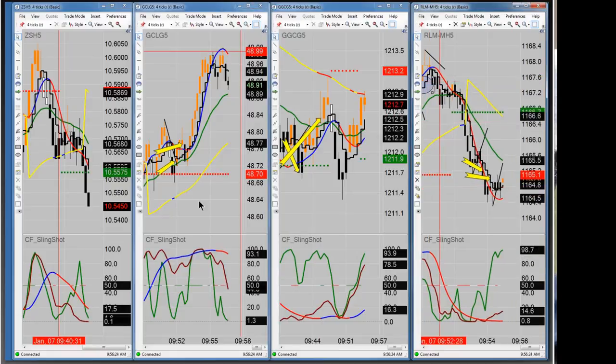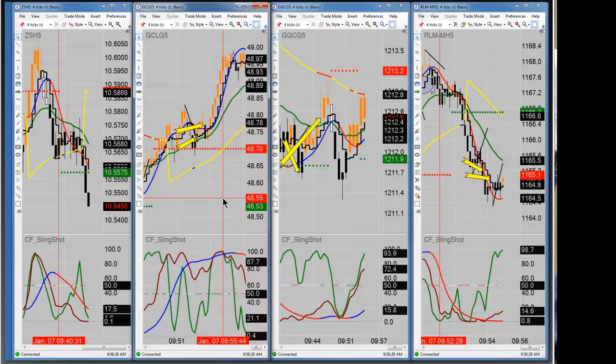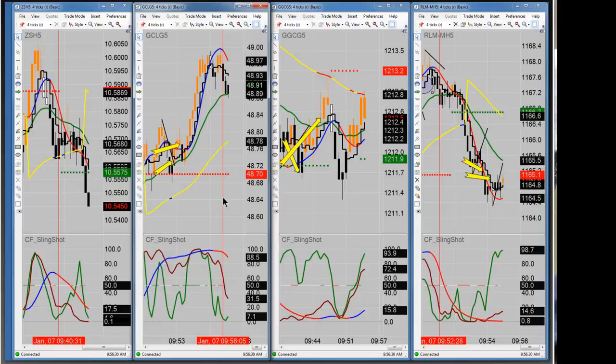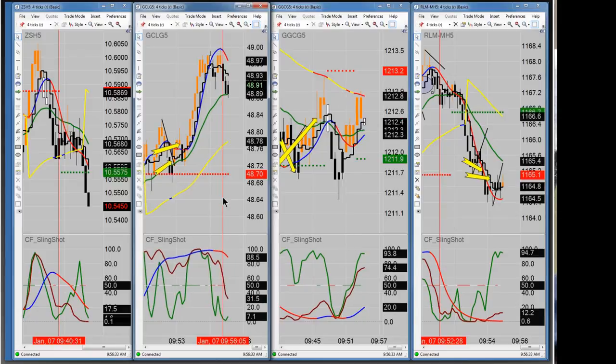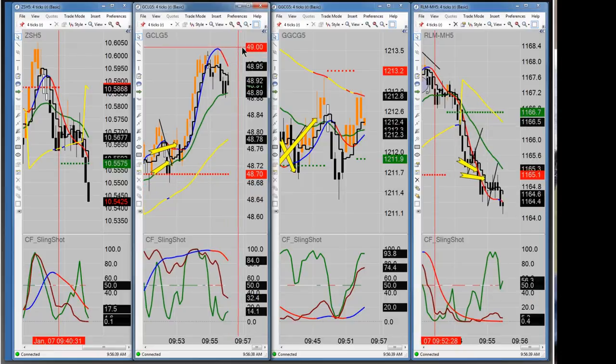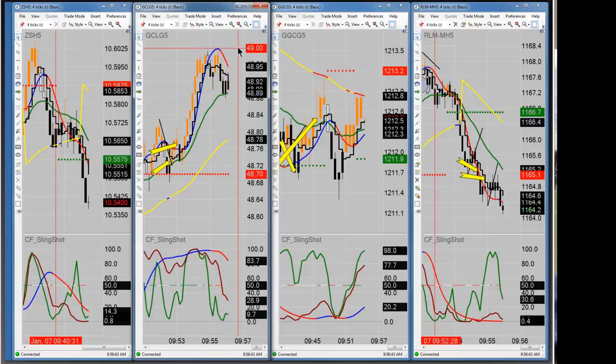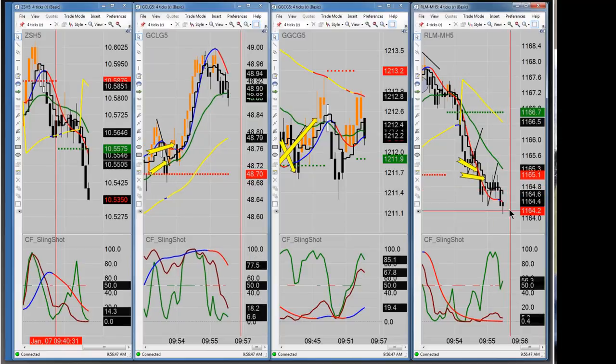Did that little one I showed you that might run 10 ticks over the step line, did that one make it up? Oh yeah. Yeah, it went 13 ticks before it pulled back. Okay, so we did break 48.90, right? Sorry, I was looking at 49. So we got to 48.98. That's 8 ticks, not 10.